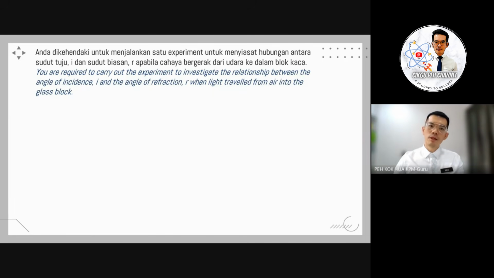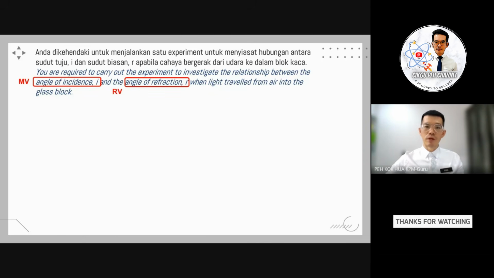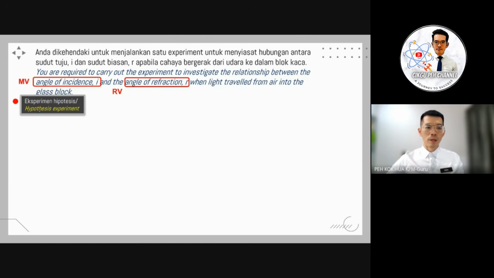As I mentioned just now, if the question involves a manipulated variable or responding variable, it will be a hypothesis experiment, and you are going to measure the responding variable based on the manipulated variable. Here you can see the angle of incidence is the manipulated variable for the experiment, and the responding variable here will be the angle of refraction. So this is a hypothesis experiment.